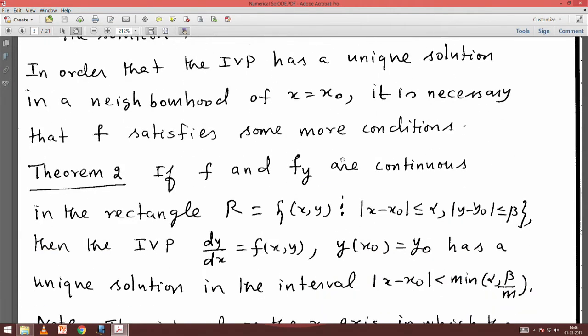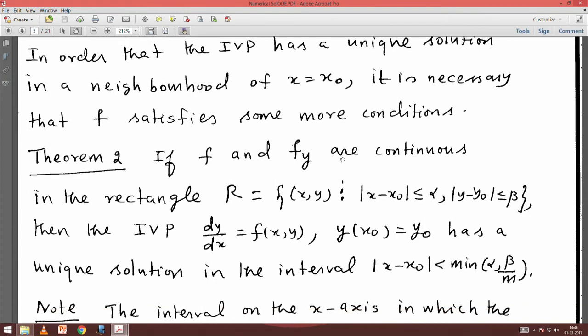So, in order that this initial value problem has a unique solution in a neighborhood of x = x naught, it is necessary that f satisfies some more conditions. So, that is given by the next theorem. So, let us look into those conditions.